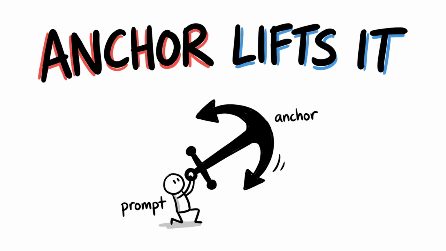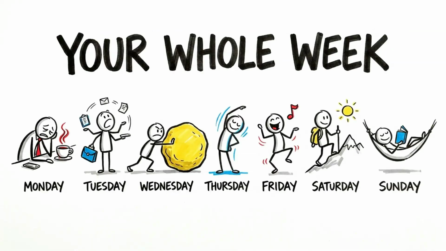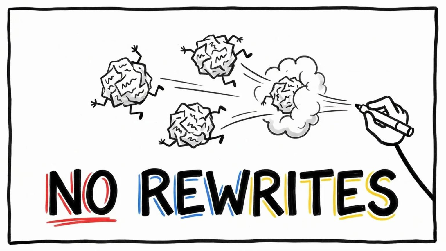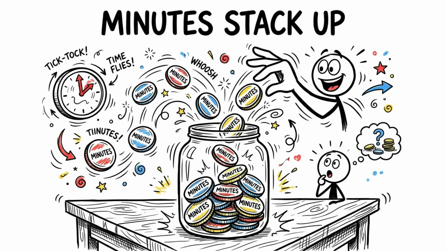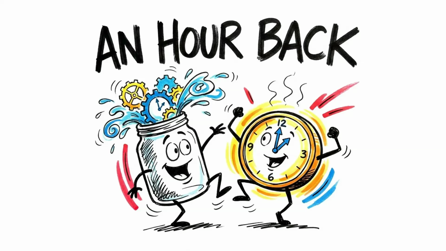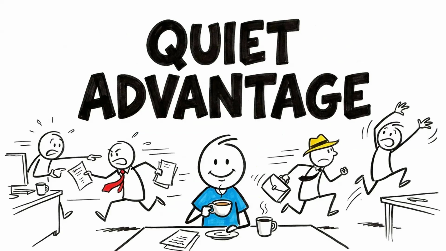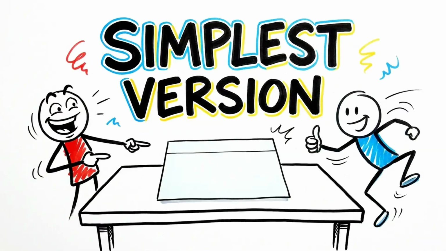Now picture your whole week with this one habit. No more rewriting the same request 5 times. No more results that almost fit, but never quite. You reclaim minutes on every task, and minutes stack up fast. 10 tasks a day, 2 minutes saved each, and that is a full hour back. That is the quiet advantage almost nobody is using.